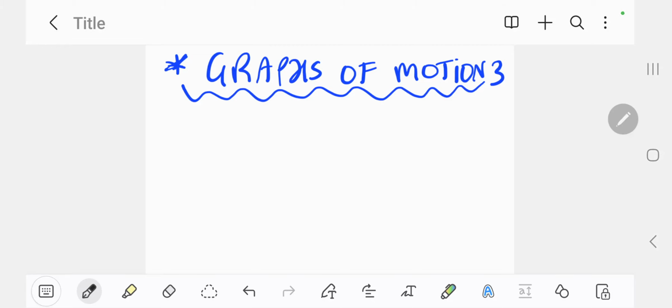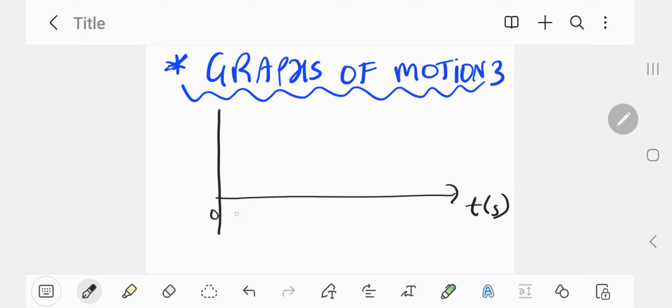This is a continuation of the series of videos on Year 10 Science, the topic of motion. This is part 3, looking at graphs of motion. Suppose I'll give you this scenario. Time is on the x-axis, it's in seconds. It goes from 0 to 4, 6, 8. It looks like this.